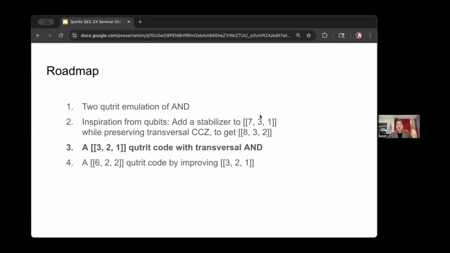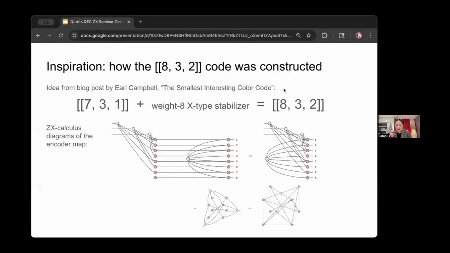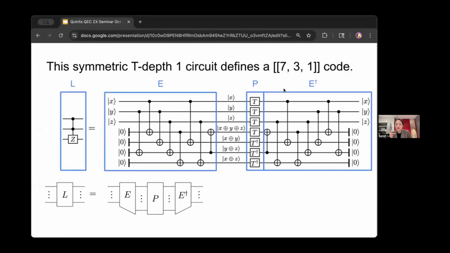Yeah. So before, around bullet point one, you were talking about finding a symmetric T-depth 1 circuit, and here, in terms of the qutrit AND gate implementation, what is the motivation of having a symmetric circuit versus any kind of circuit? Mm. Yeah, so having a symmetric circuit gives us a natural way of looking at it as a code.